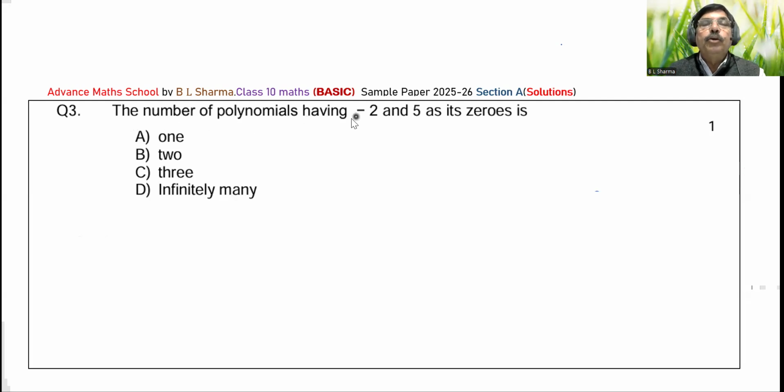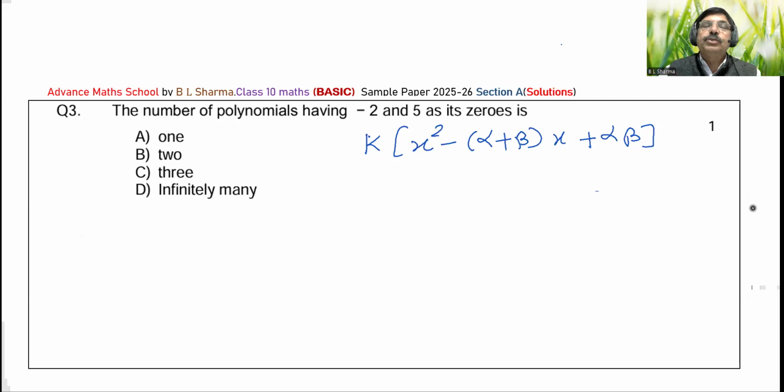The number of polynomials having -2 and 5 as its zeros is? Seeing this, you should write infinitely many polynomials, but let me explain how. We know the formula of a quadratic polynomial when its zeros are given: k x square minus sum of zeros into x plus product of zeros. What is k? K is a non-zero real number.